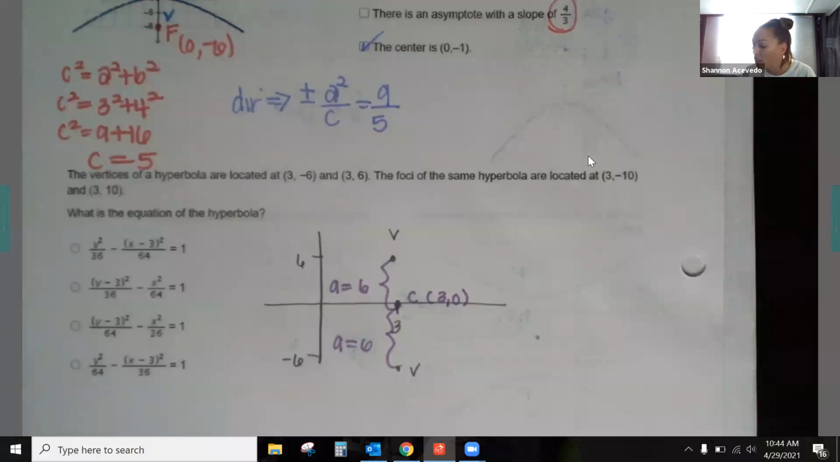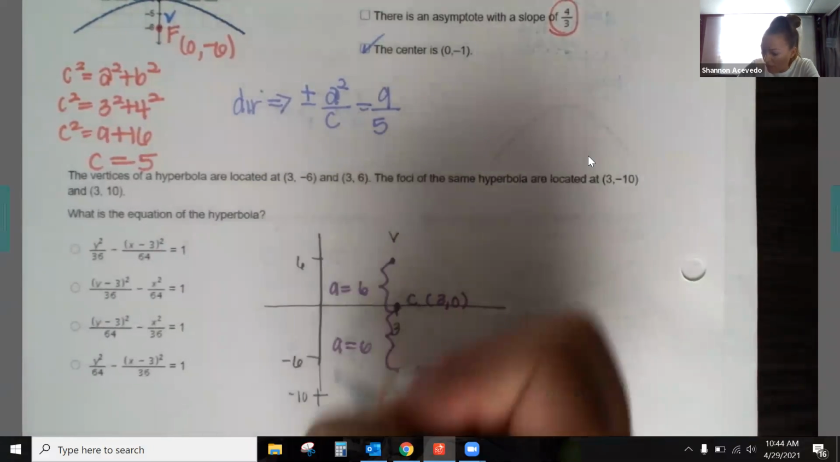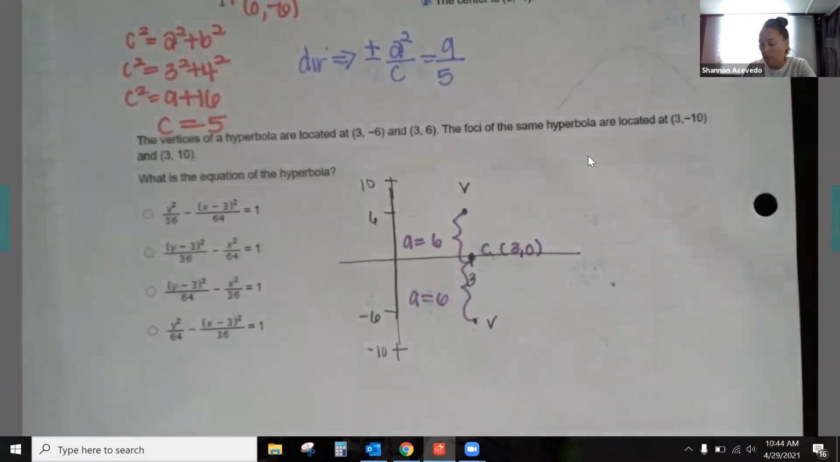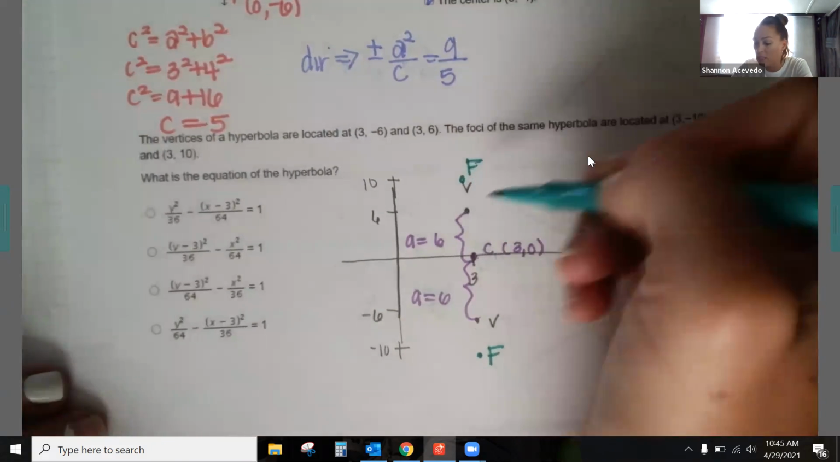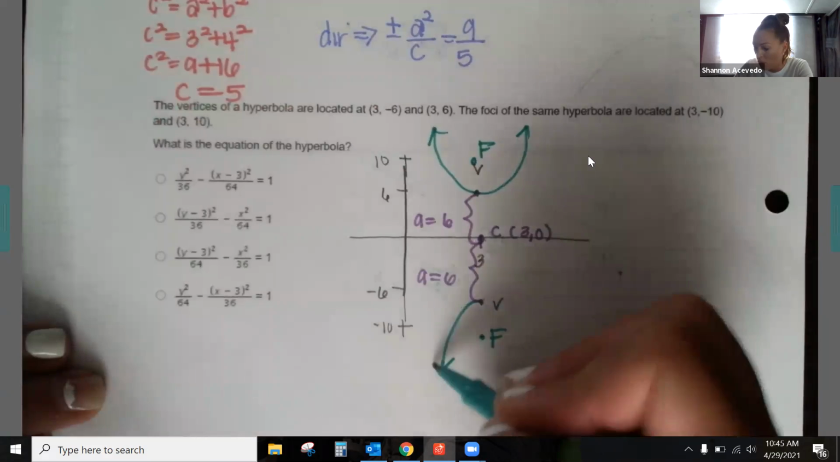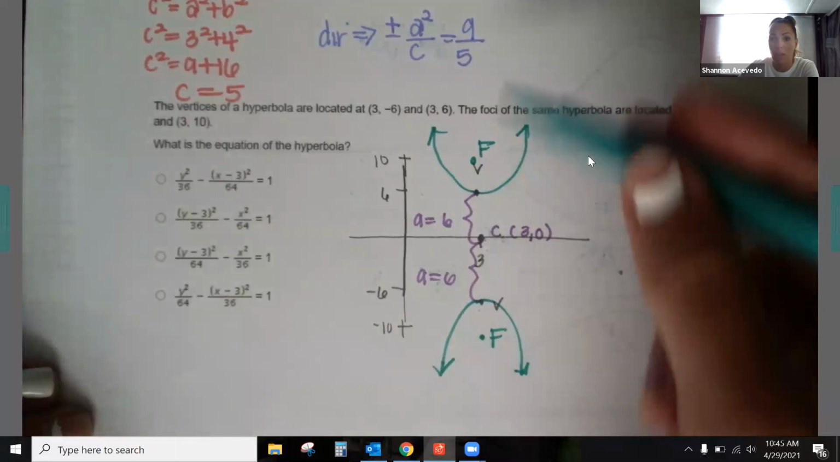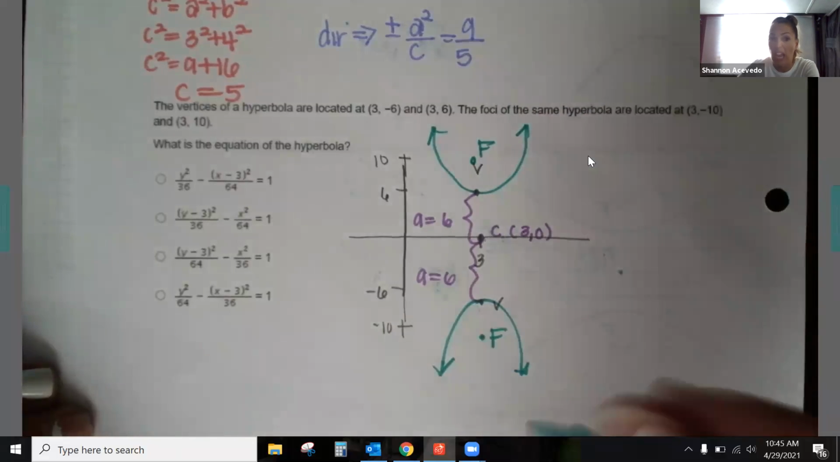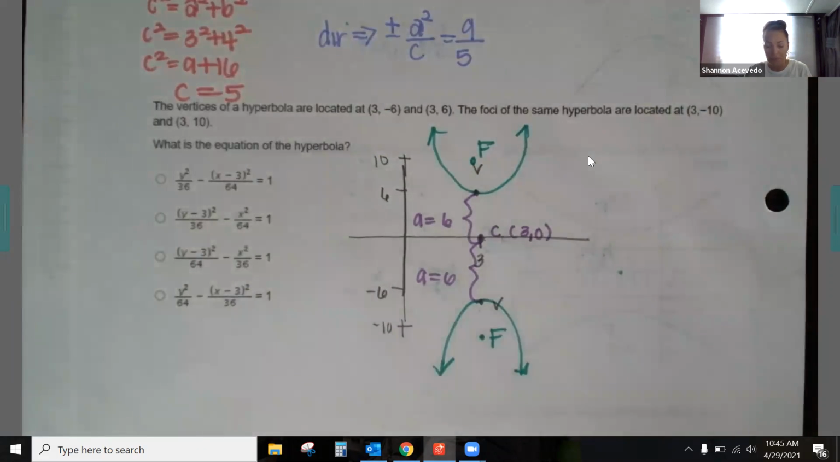It also says that the foci of the same hyperbola are located at (3, -10) and at (3, 10). So I also know that I have my foci here. Again, my vertices are always going to open so that my foci is in the middle. They're always going to open away from each other. So since these hyperbolas are opening up and down, I know it has to be a y-equals-first. And look, they're all y first. So that didn't help me eliminate anything.